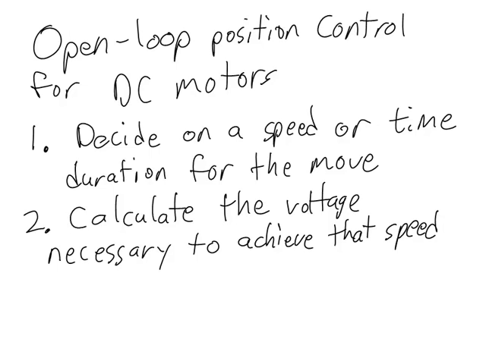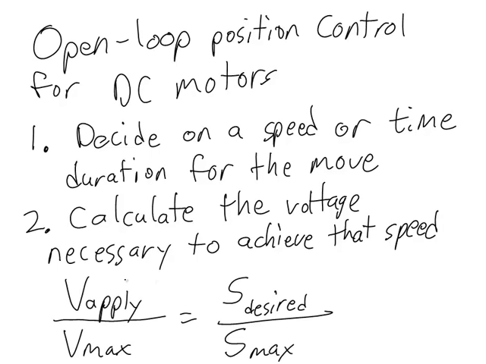If in Step 1 you decided on a time duration for the move, simply divide the distance of the move by the time to get the speed. The equation that you use for Step 2 is like this. The voltage that you need to apply to the motor divided by the maximum voltage that the motor can take, or the rated voltage of the motor, is equal to the speed that you desire divided by the maximum speed, or the rated speed, of the motor.